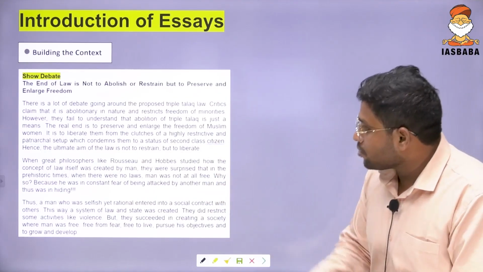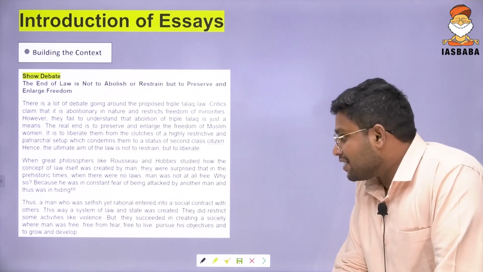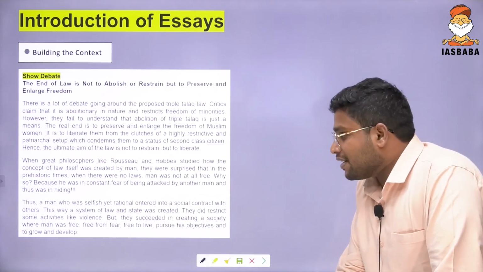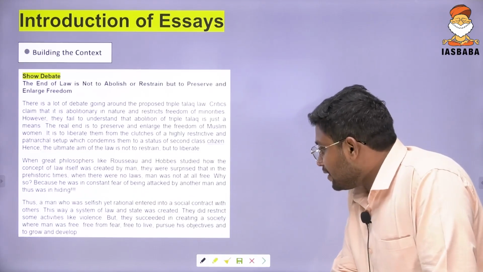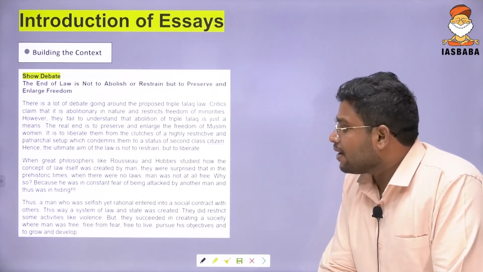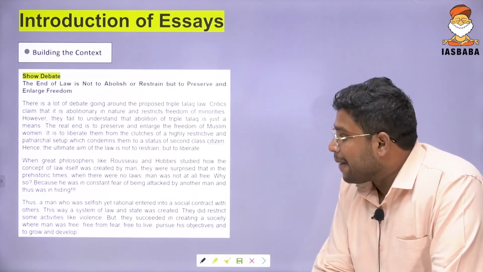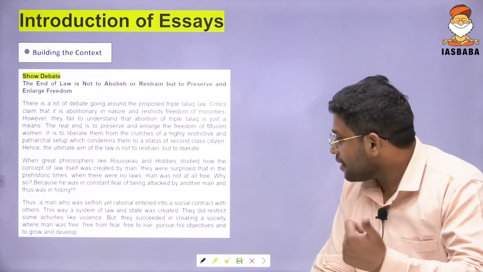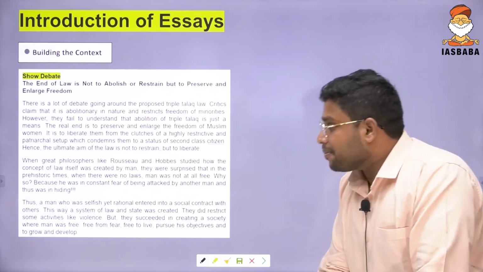Thus a man who was selfish yet rational entered into a social contract with others. This way, a system of law and state was created. They did restrict some activities like violence, but they succeeded in creating a society where man was free from fear, free to live, pursue his objectives and to grow and develop.